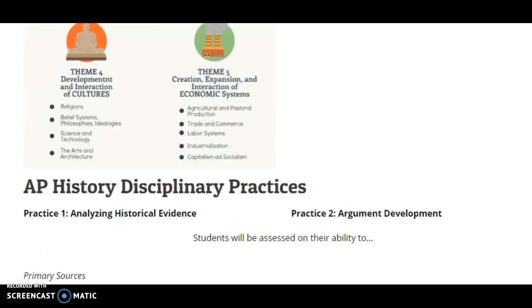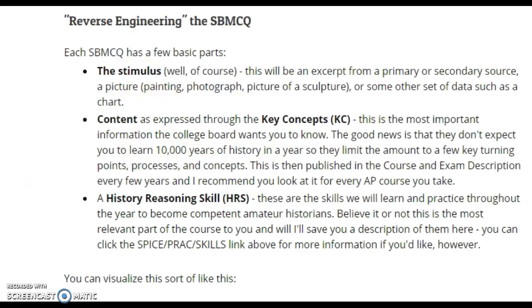So let me go back to the other page and look at stimulus-based questions. Okay, so here we are back to one of the first slides that I had, in which, again, with all your multiple choice questions, you're going to have a stimulus.